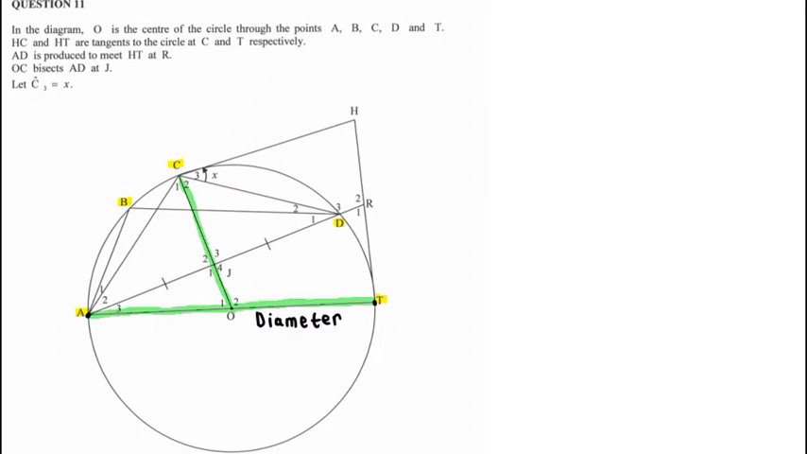They also say to us that HC and HT are tangents. So that is very important for us to know. HC and HT are tangents. Can you see that there's a common letter over there? There's a common letter of H, which means that we must draw from our tangent theorem that says that two tangents drawn from an external point outside the circle are equal in length.